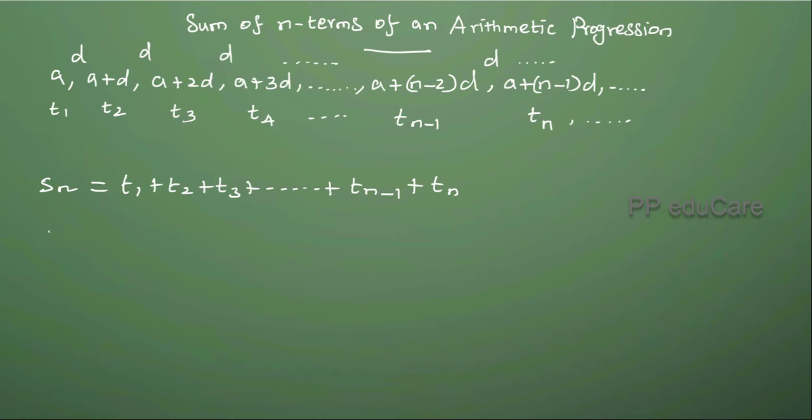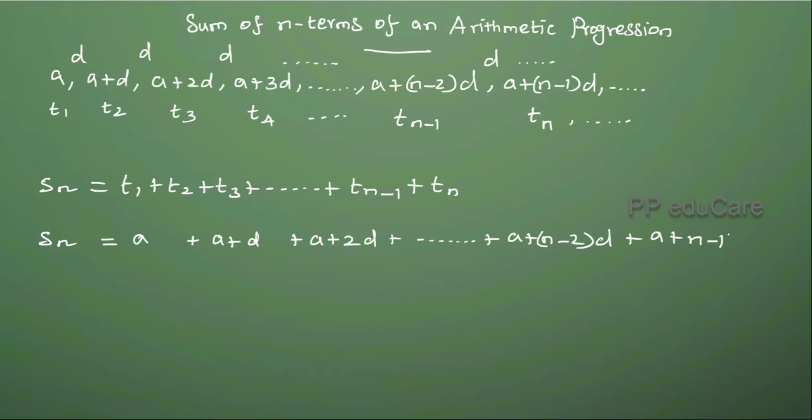Listen, this Sn is: the first term is a, the second term is a plus d, and the third term is a plus 2d, etc., up to the (n minus 1)th term, which is a plus (n minus 2) into d, and the nth term is a plus (n minus 1) into d.